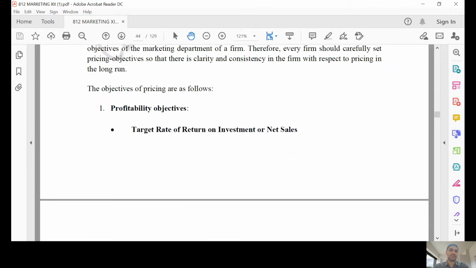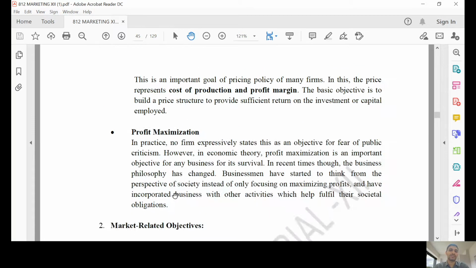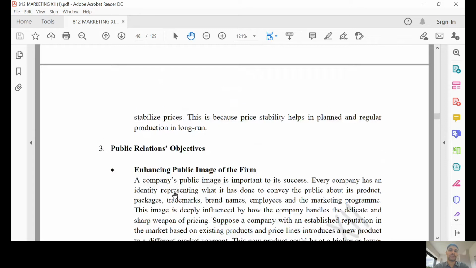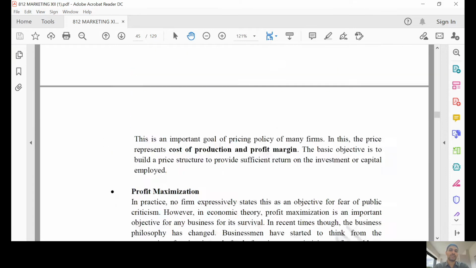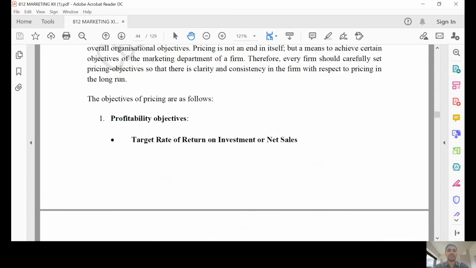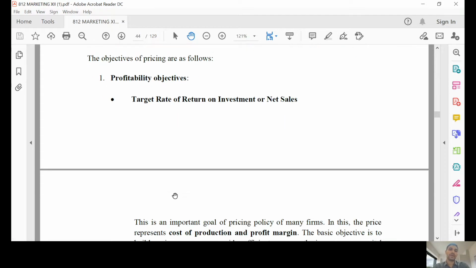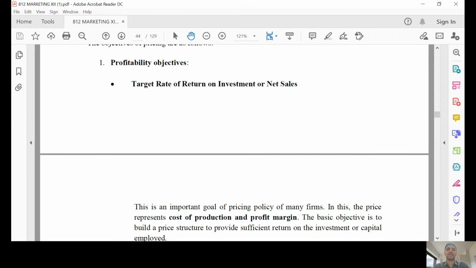So what are the different objectives of pricing? We can classify the objectives of pricing as profitability objective, market related objective, as well as public relations objective. The first objective of pricing is the profitability objective. Of course, the purpose of pricing should also be to increase the profit. No company will fix the price in such a way that they are not getting any profit. So profitability objective includes the target rate of return on investment or net sales.